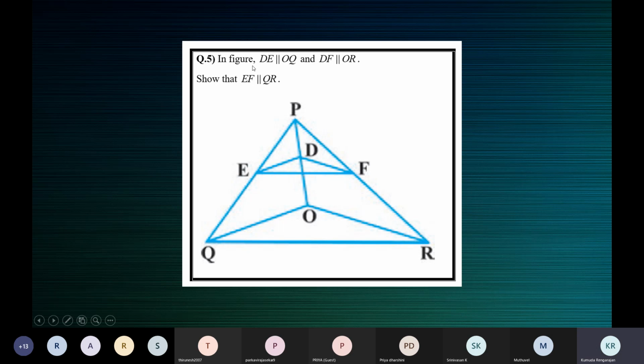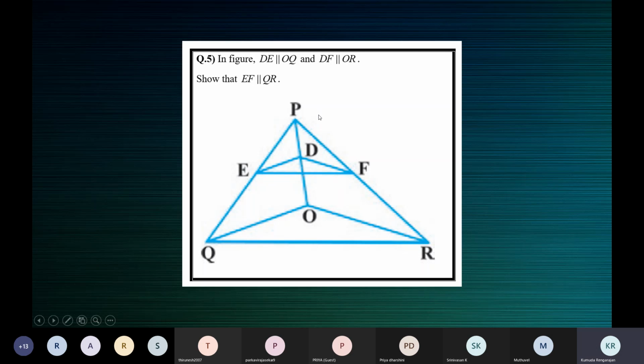You know how this should be understood. In this figure, parallel lines are given. So for this information, we'll use BPT and write a proportion. And for this set of parallel lines, we'll use BPT and write another proportion. So from these two proportions, you get a new proportion. Using that proportion and the converse of BPT, you can prove that these two lines are parallel.